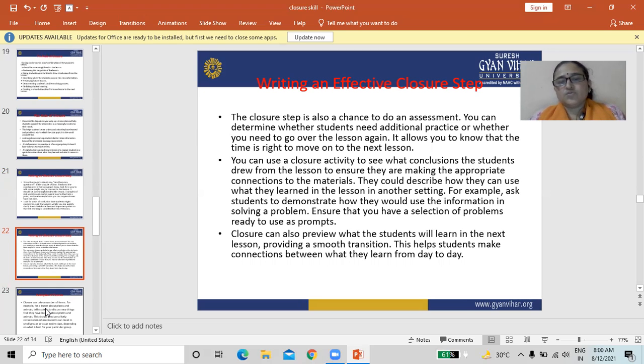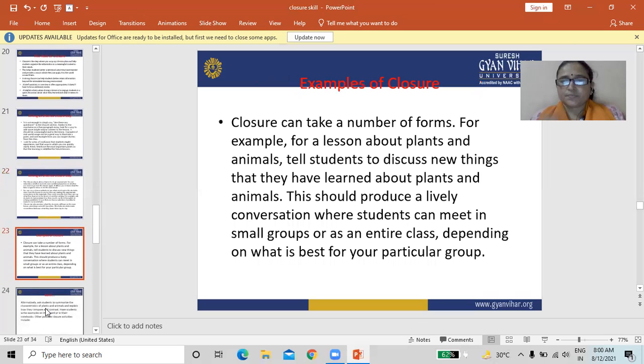Closer can also preview what the student will learn in the next lesson, providing a smooth transition. This helps students make connections between what they learn from day to day. Example of closer. Closer can take a number of forms.